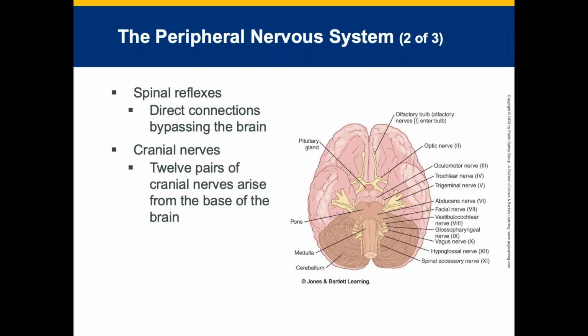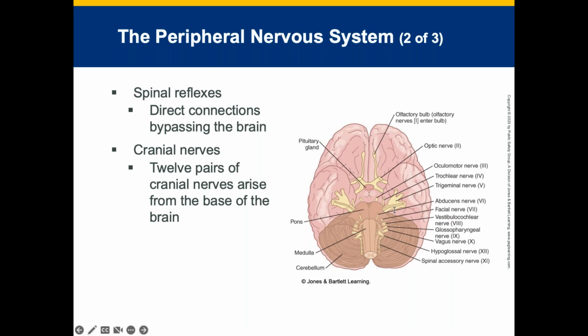These are the 12 cranial nerves. Take a look at these here, and you'll probably see some of these as well in the quiz. But I'll go through them really quick, as far as the names go. So we'll go 1 through 12.